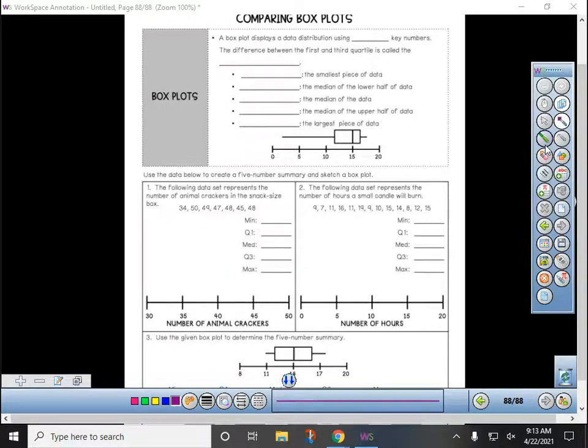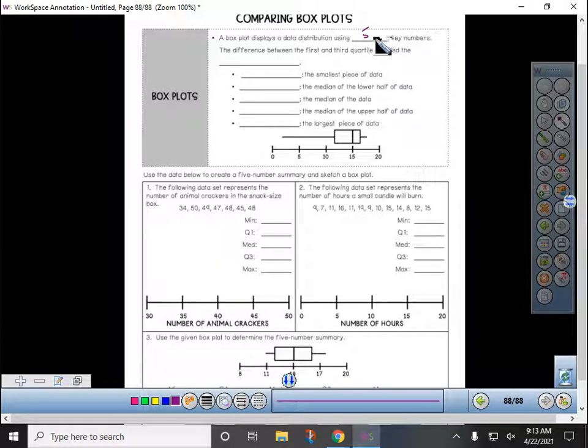Box plots. A box plot displays data distribution. I can't read today. Maybe it's because of my fall. A box plot displays the data distribution using 5 key numbers. The difference between the first and third quartile is called the interquartile range. I'm going to write that down. You can write it down too.